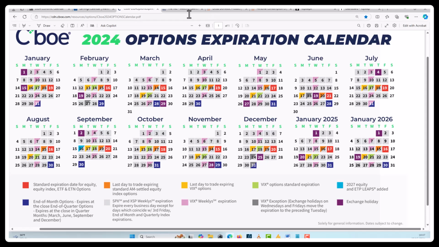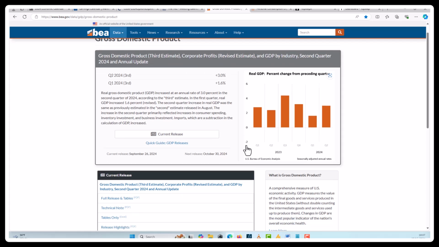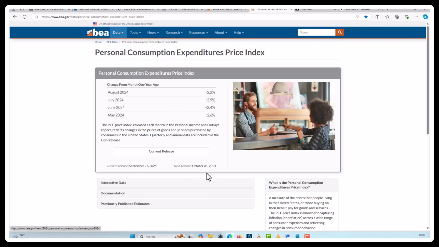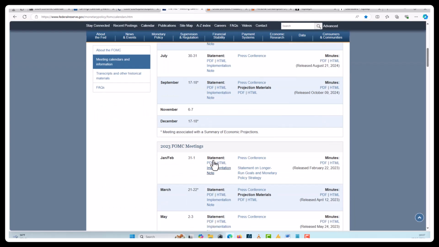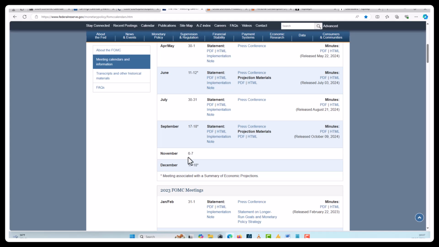And for this month, we are going to have GDP data on Wednesday and on Thursday for GDP data and PCE data. So October 30 for GDP and PCE October 31st. This month we don't have any Fed meeting, FOMC, until November, so next month. So that is the economic events for us for this week and this month. All right, let's go to the charts now.